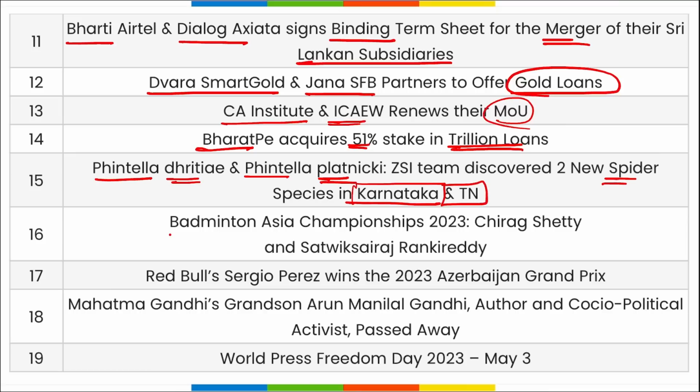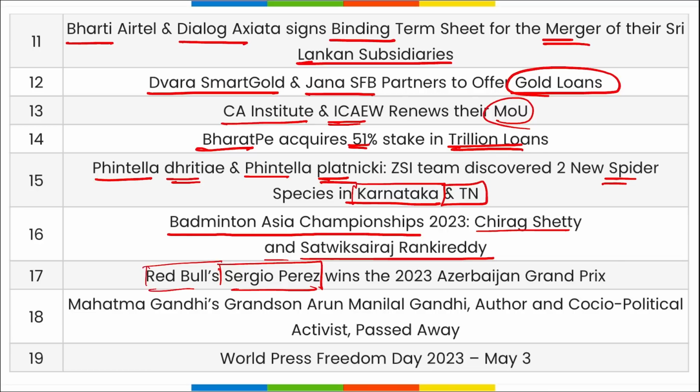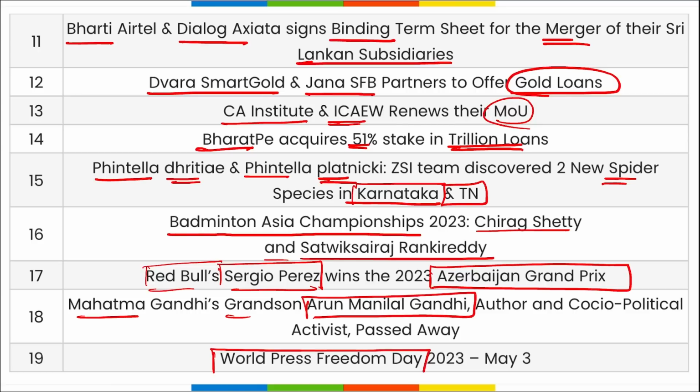Tamil Nadu. Then the Badminton Asia Championships were held, and for the first time Indian men's doubles players Chirag Shetty and Satwiksairaj Rankireddy have won the Badminton Asia Championships 2023. Then Sergio Perez, who drives for Red Bull, has won the Azerbaijan Grand Prix. Mahatma Gandhi's grandson Arun Manilal Gandhi recently passed away. World Press Freedom Day is observed on 3rd of May.